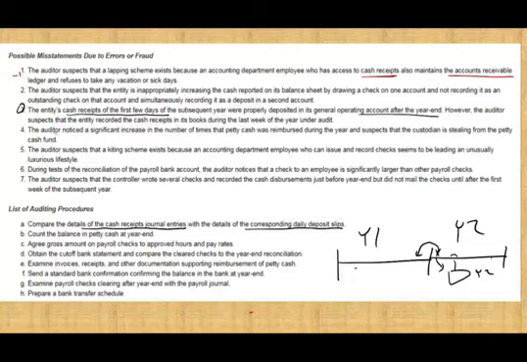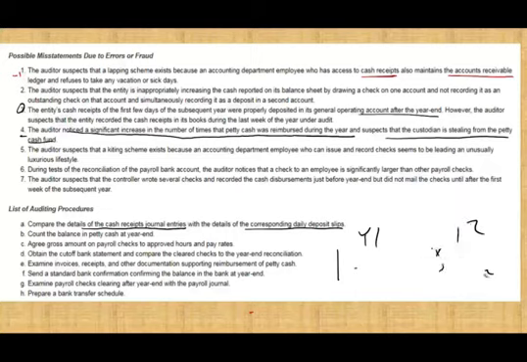Okay. Number 4, the auditor noticed a significant increase in the number of times that petty cash was reimbursed during the year and suspects that the custodian is stealing from the petty cash fund. So the auditor is saying we are reimbursing the petty cash very often. That's not good. Well, let's see B. Does B solve the problem? Count the balance in the petty cash at year end? No, it's going to be correct.